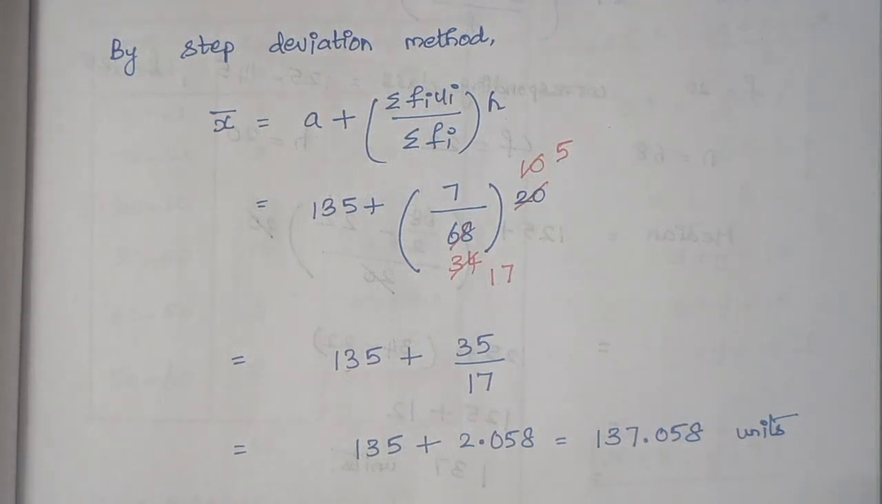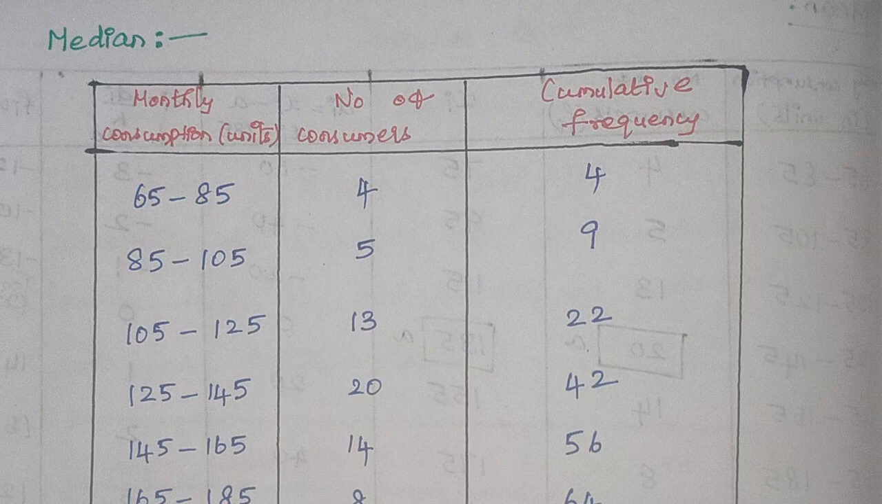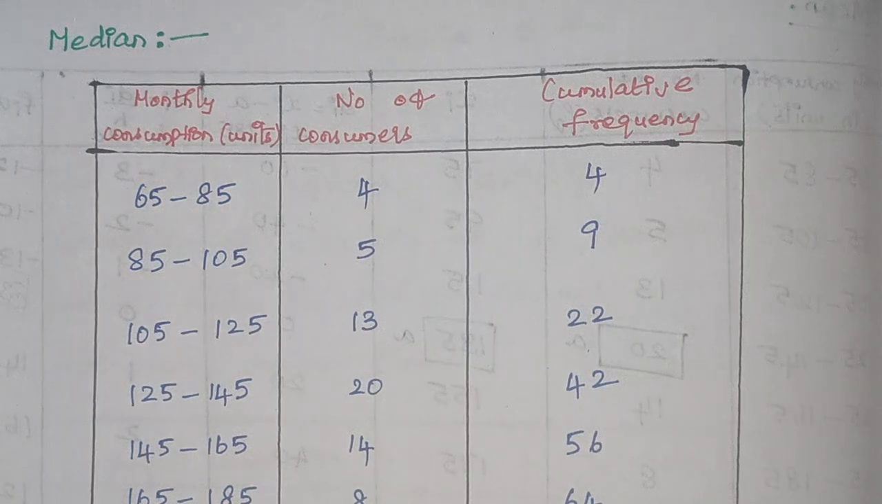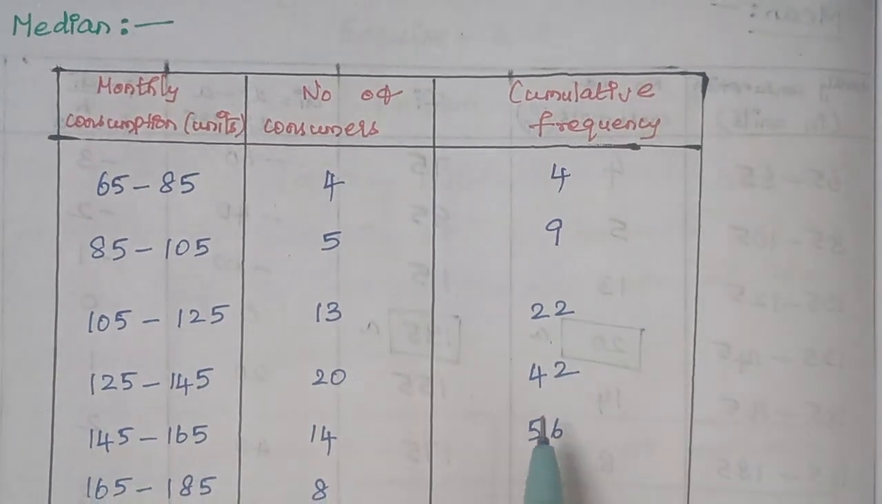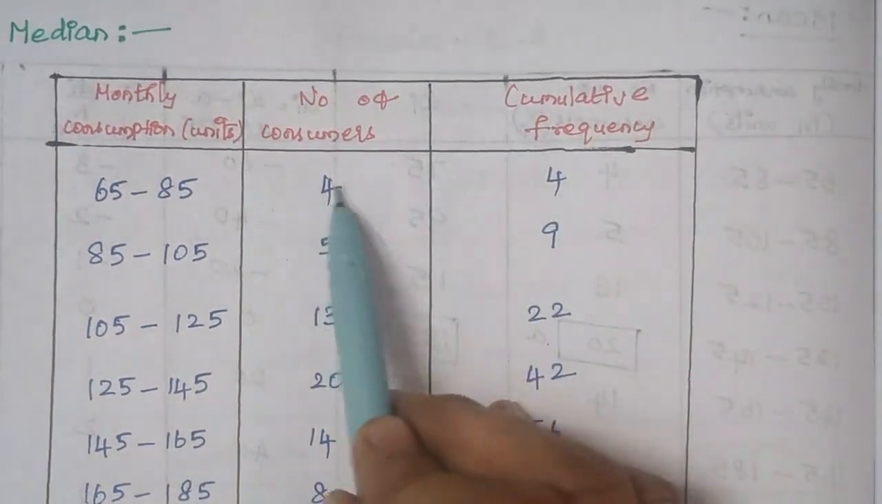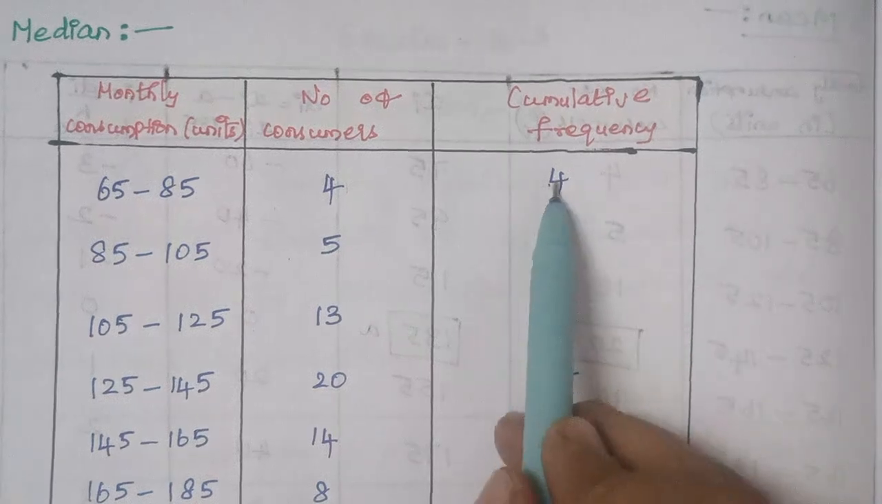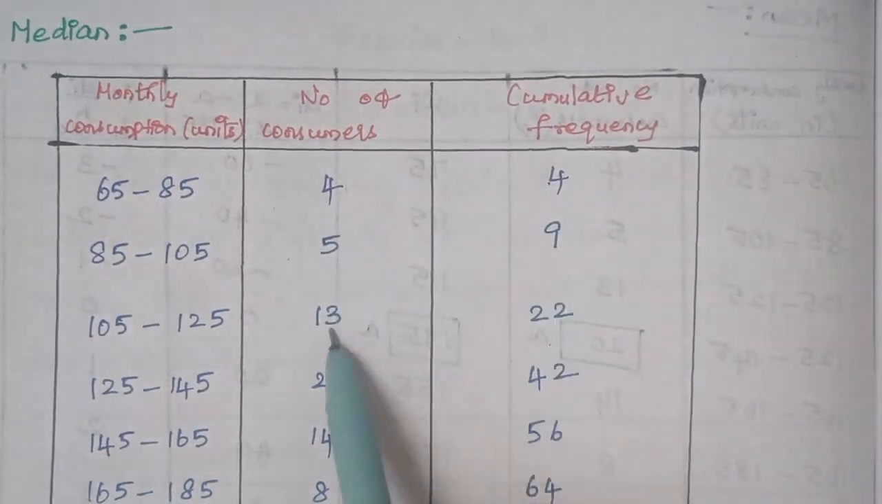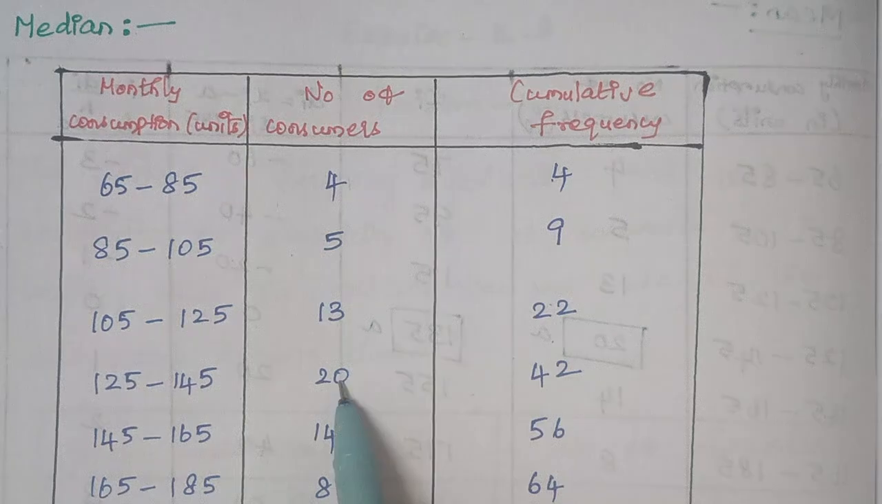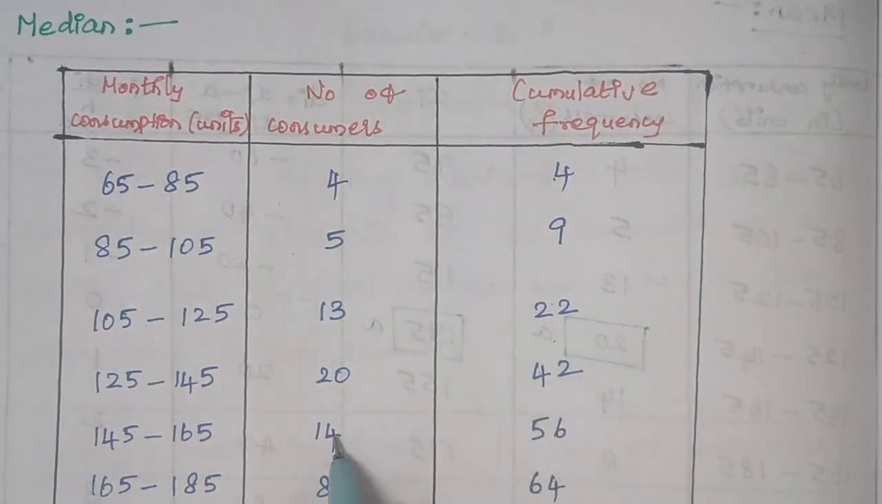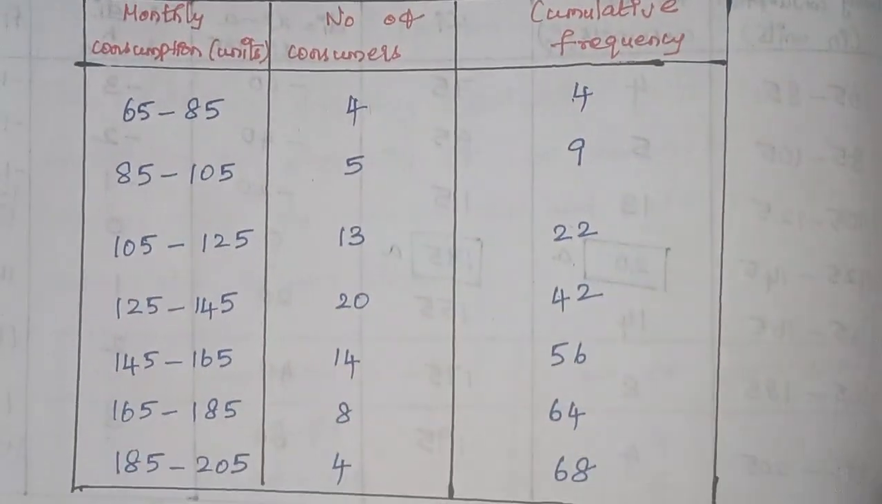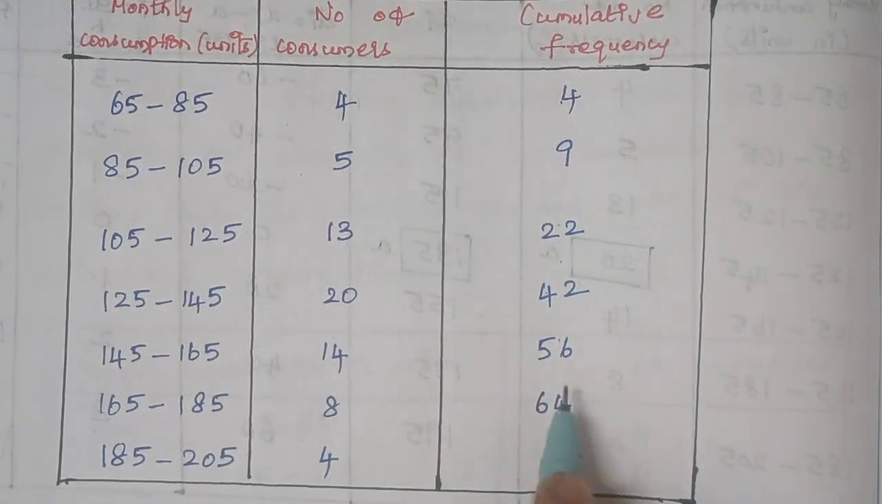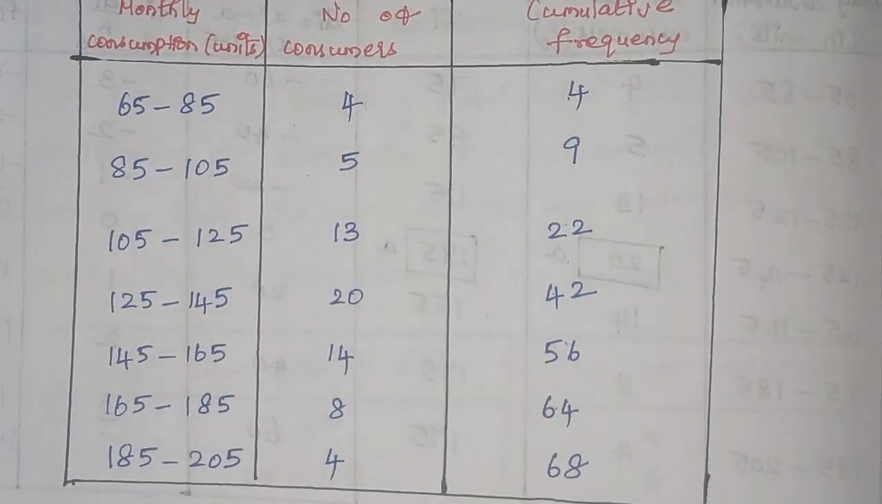Now we will proceed with our median, as mode and mean are over, right? So to find median, again the base step is we have to calculate the cumulative frequency. So cumulative frequency is, first you have to write this 4 as such, and then you have to add 4 plus 5 gives 9, 9 plus 13 gives 22, 22 plus 20 gives 42, 42 plus 14 gives 56, and similarly 56 plus 8 gives 64 and 64 plus 4 gives 68.